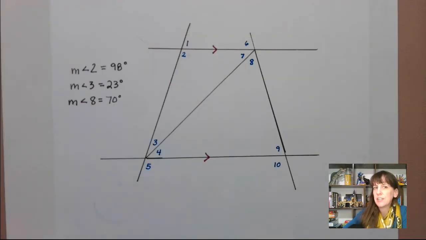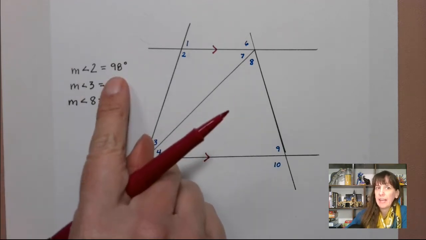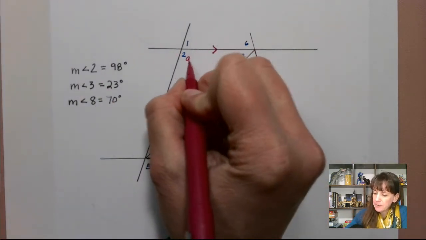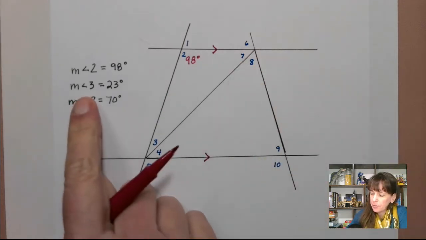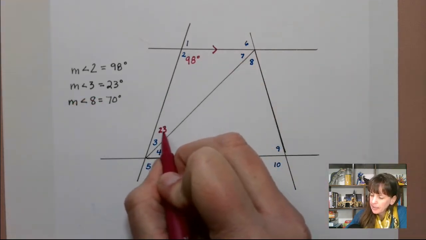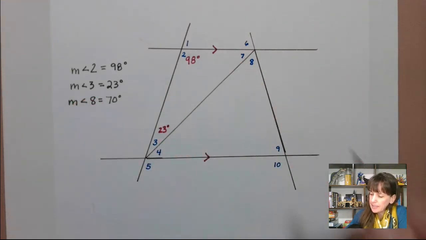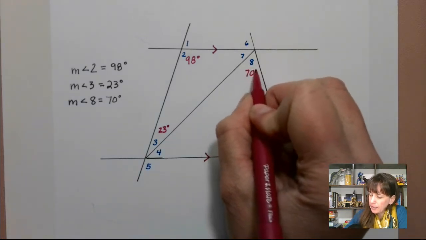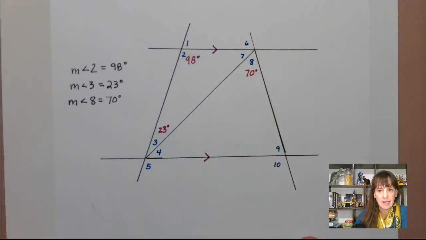Okay, let's try another. Let's take a look at this one now. We know the measure of angle 2 is 98 degrees. We know the measure of angle 3 is 23 degrees. And we know the measure of angle 8 is 70 degrees. So how can we find the measure of these other angles?